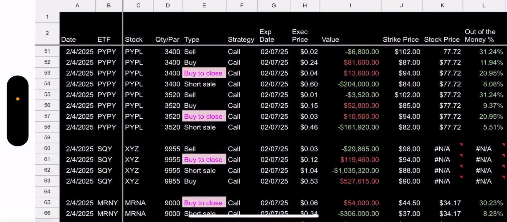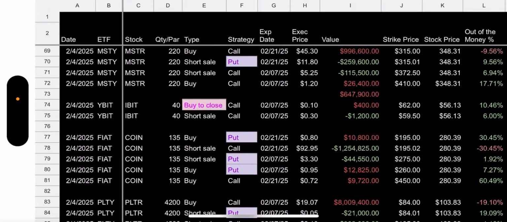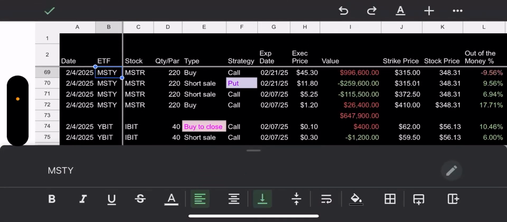I know people enjoy when I start with MSTY, so I'm going to try to change it up here and, there if I can remember. Also, I will try to click the screen a little more because I did see people ask about that. So where does it say MSTY? It says it right there under ETF.